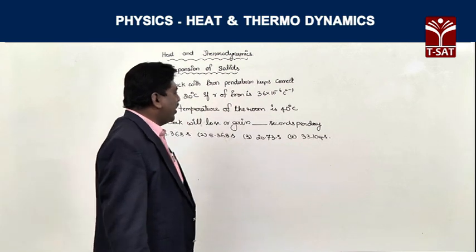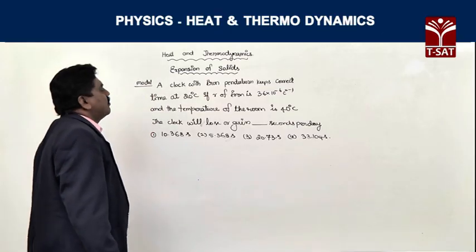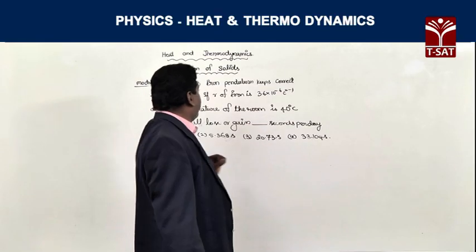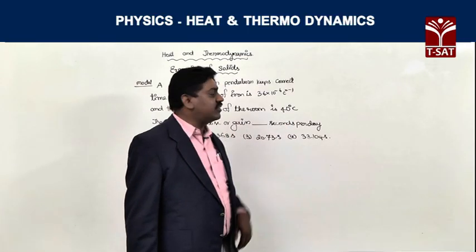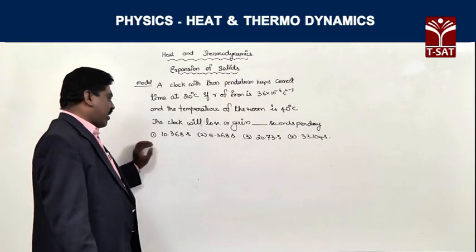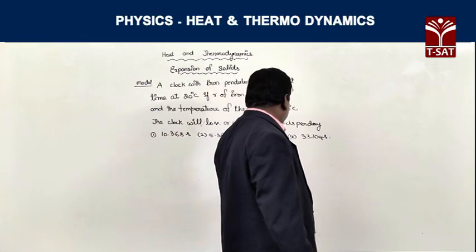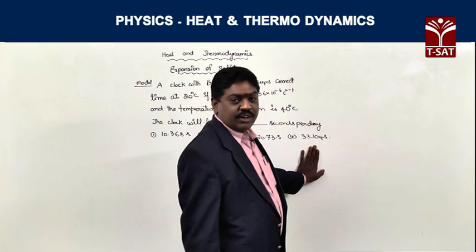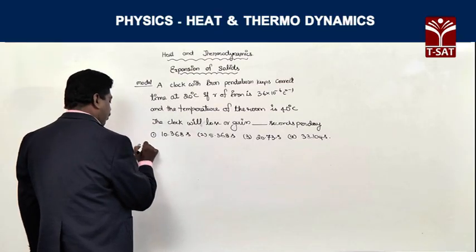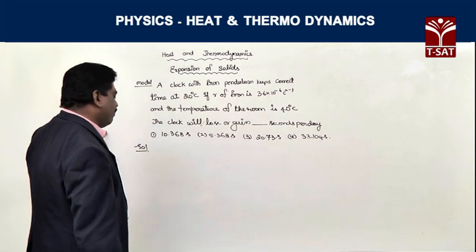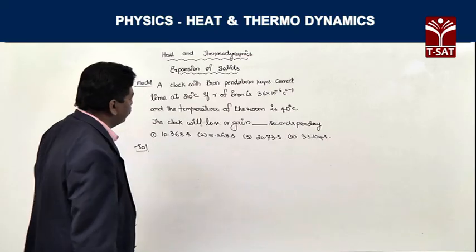If gamma of iron is 36 into 10 to the power of minus 6 per degree Celsius and the temperature of the room is 40 degree Celsius, the clock will lose or gain dash seconds per day. The given options are 10.368 seconds, 5.368 seconds, 20.73 seconds, 33.14 seconds, 104 seconds. Okay. Now, this is a problem which is linked with the oscillations and the expansion of solids.